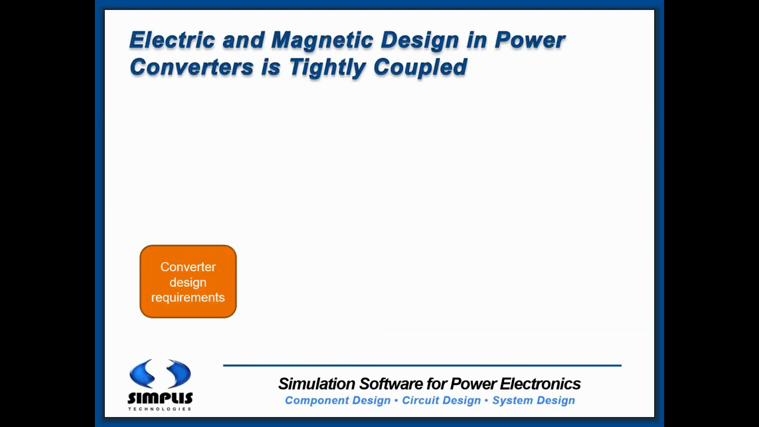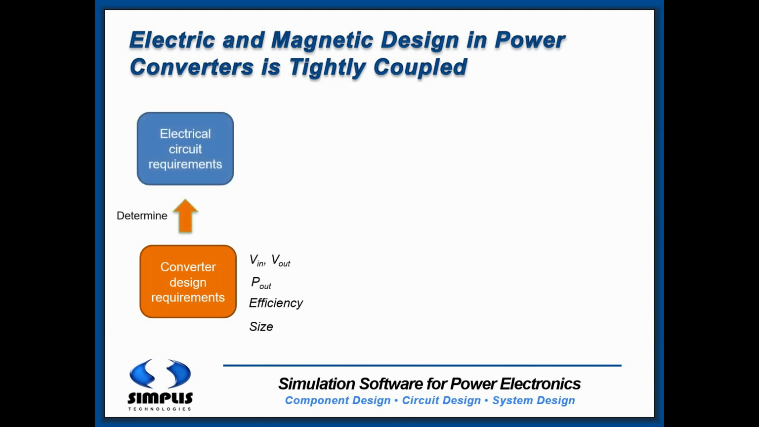First, I would like to go through the motivation for developing MDM, and that is that electric and magnetic design in power converters is tightly coupled. So designing a converter, we will start with some converter design requirements, which will include the input voltage, the output power, and some efficiency and size targets. So this will determine the requirements of our electrical circuit, and that in turn will determine the requirements of our magnetics design, of any inductors or transformers that may be in the converter.